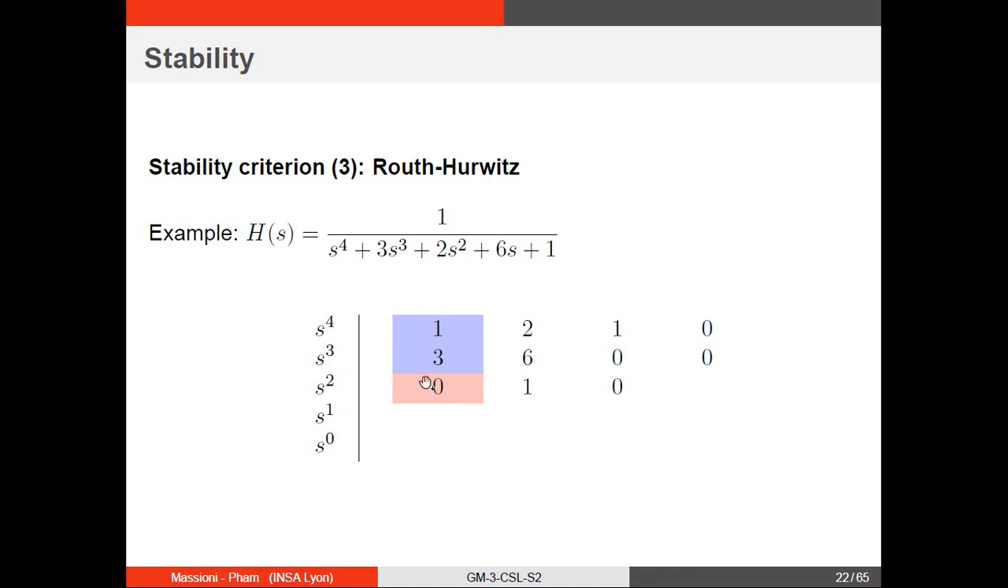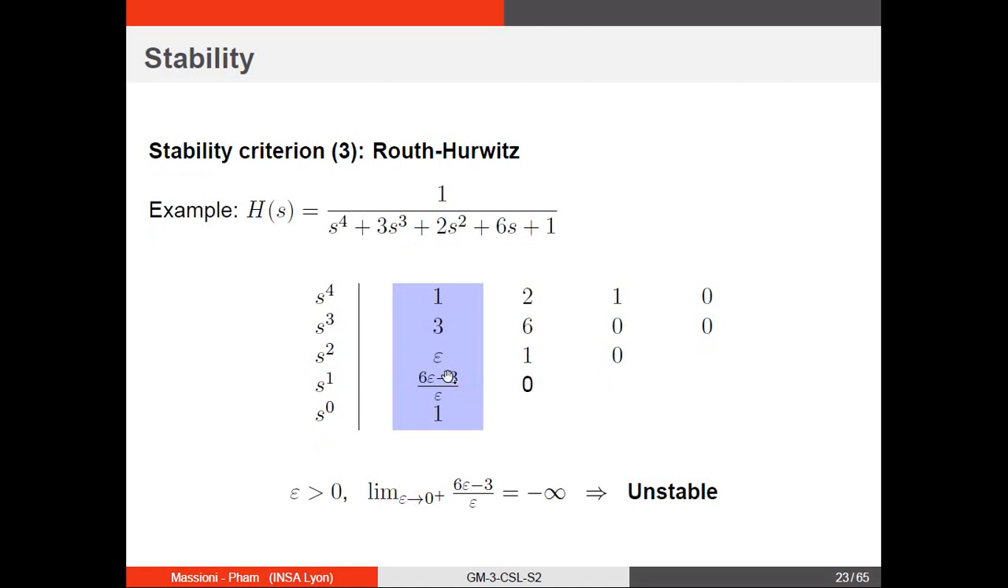So we have a problem over here. We cannot continue because we would have a division by 0 basically. So we replace this by epsilon and we continue. So this term over here will be 6 times epsilon minus 3 divided by epsilon. This one turns out to be 0. And then at the end, the last term is basically this thing over here times 1 divided by these things over here, so it gives 1.